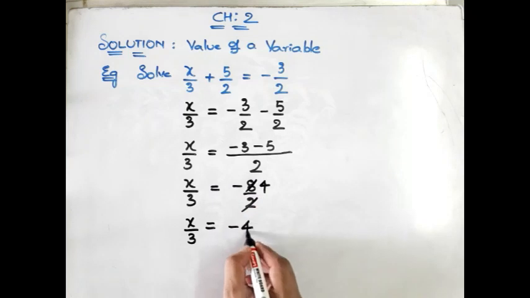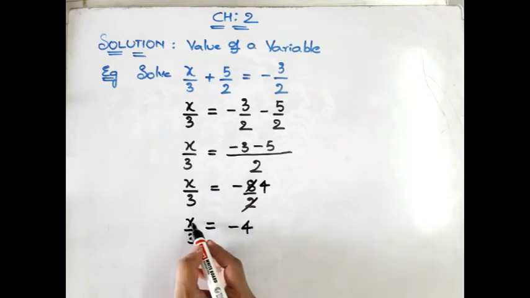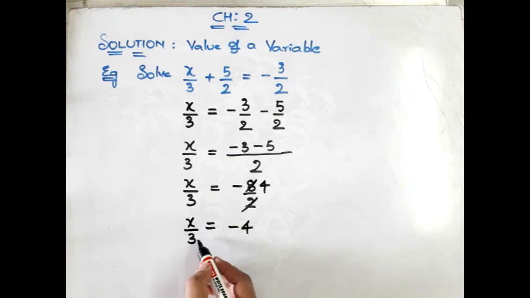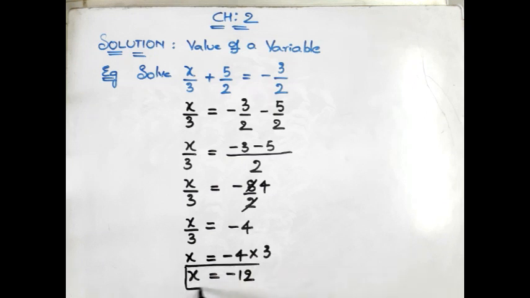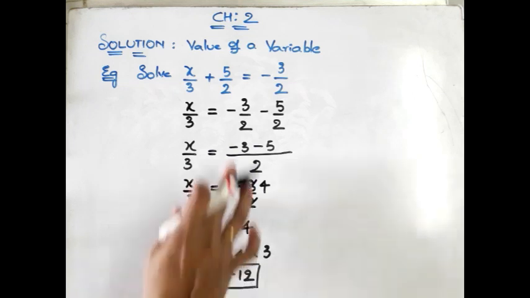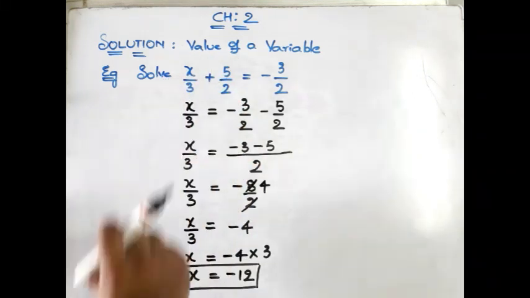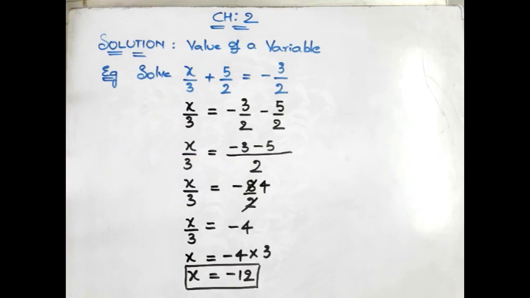minus 4. See, this 3 is in multiplication with x. If we transpose, 3 is in division with x. So if we transpose to the other side, it will become multiplication. X is equal to minus 4 into 3. So 4 3s are 12, minus 12. So the value of x is going to be minus 12. Okay. So this is the first topic of solving for a variable. Now let us move to another method.